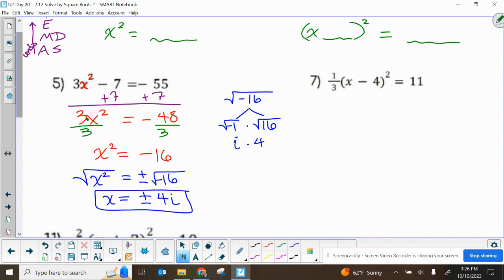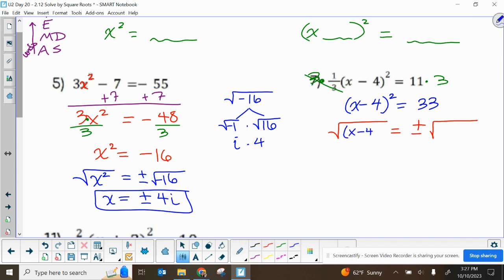Okay, for the next one, we have this pesky fraction. So the way we're going to get rid of a fraction is multiplying by the denominator on both sides. So then I'll have x minus 4 quantity squared equals 33. Now the thing that is squared is alone, so now I can undo that by taking the square root, and whatever I do on the right side, I'm going to do a plus or minus. The square root of something squared is just x minus 4. And then we have plus or minus square root of 33.